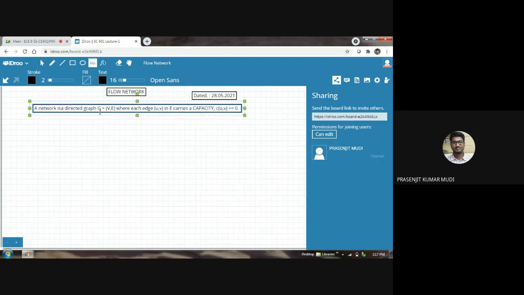Okay, so we have two terms to understand first. One of them is flow, another is network. So, flow in a network. Let's understand first a network. It is nothing but a directed graph.